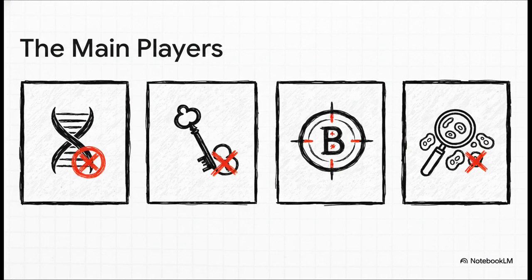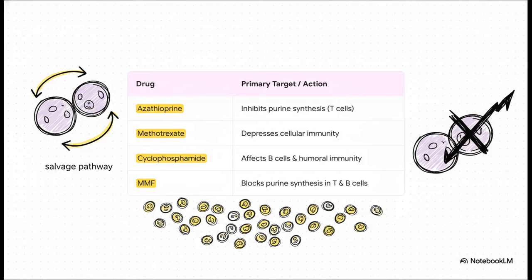You've got azathioprine, which basically messes with the DNA production line. Then there's methotrexate, which starves the cells of a key nutrient they need to divide. Cyclophosphamide is interesting because it tends to hit B cells a bit harder. And then there's mycophenolate mofetil, or MMF as we all call it, which is much more selective. Let's dig into that a little bit. So this table gives you a nice summary of their targets.